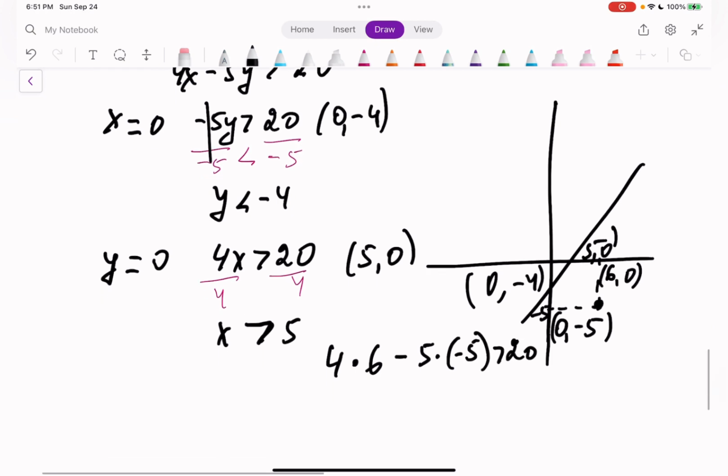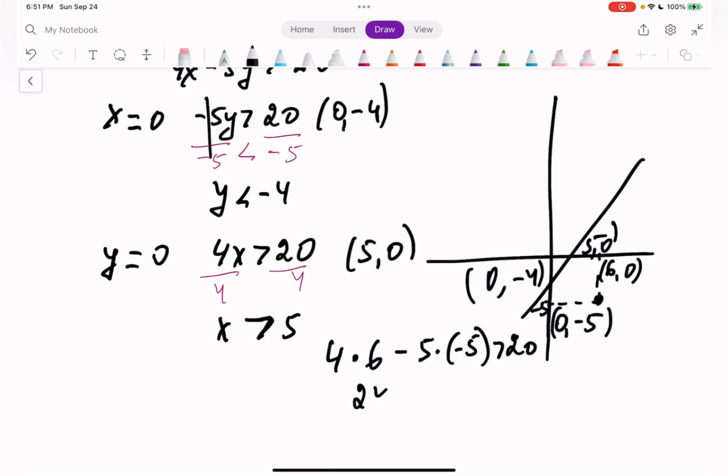Let's see if this is true. 4 times 6 is 24. Negative 5 times negative 5 is positive 25. It's definitely going to be greater, right? Positive and positive, it's going to be a true case.